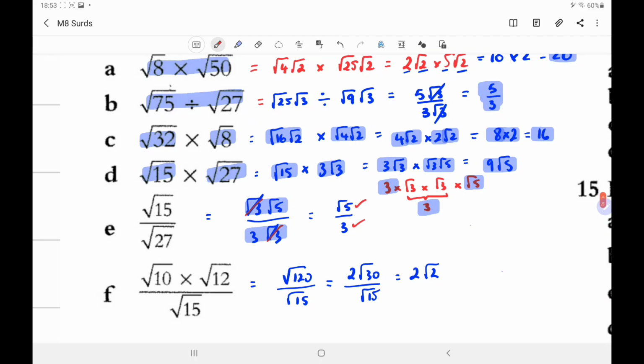And for part F, root 10 multiplied by root 12. What I've decided to do this time is just multiply them together, get the square root of 120 and express that as 2 root 30. So the square root of 120 is the same as square root of 4 times square root of 30, so that's 2 root 30. But then remember your rules of surds, top divided by bottom. So if we have root 30 over root 15, that's the same as square root of 2, because 30 divided by 15 is 2. So that's where we get our 2 root 2 from.